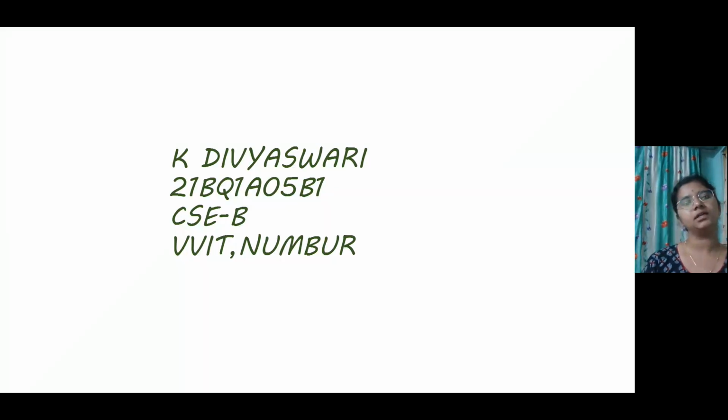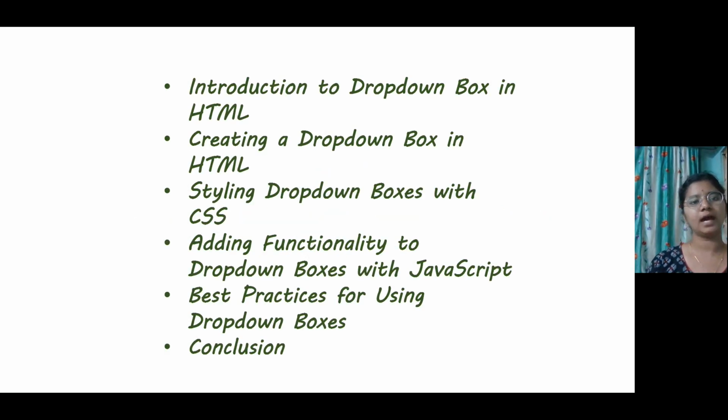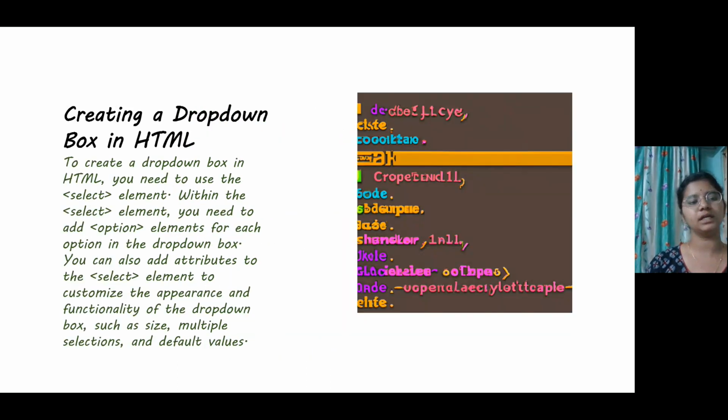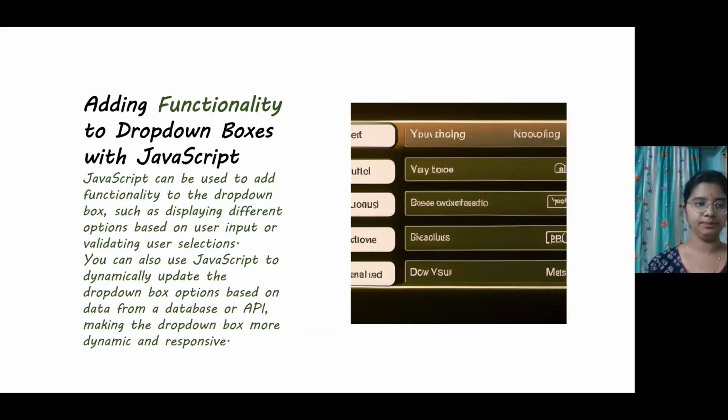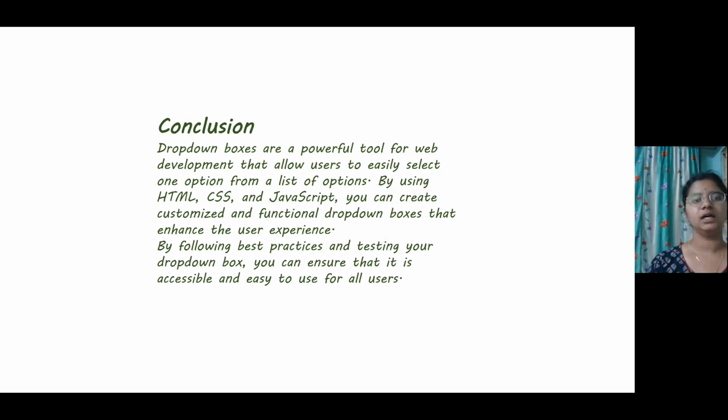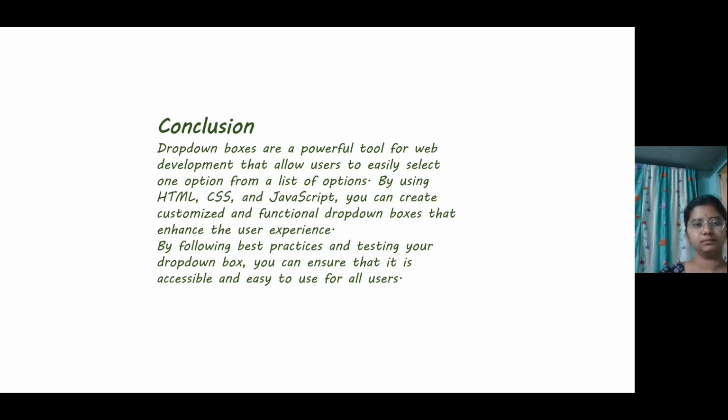To create the drop-down box in HTML, we have to use the tag select, and to add the options to the drop-down box, we have to use the tag option, and we can add styles by using the style tag.